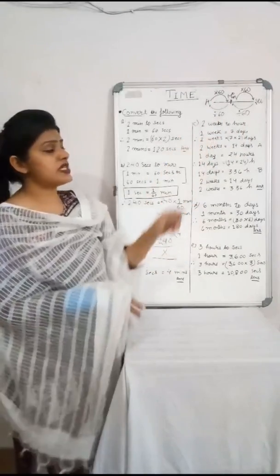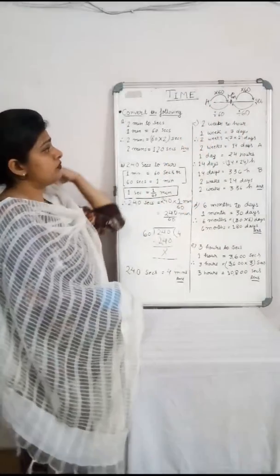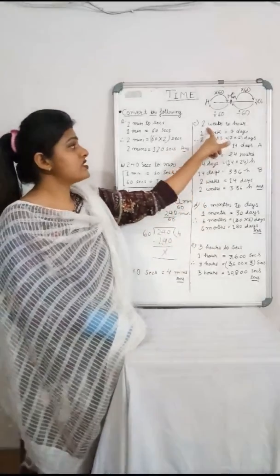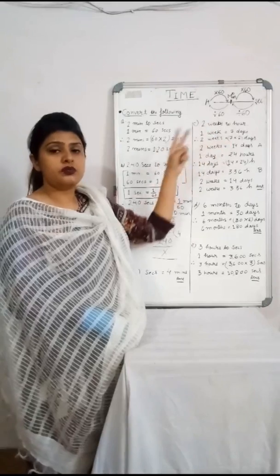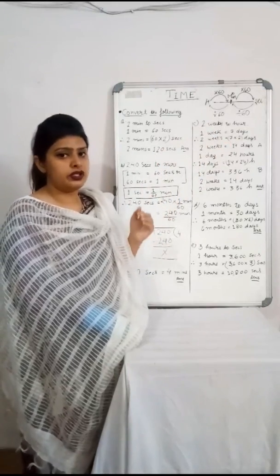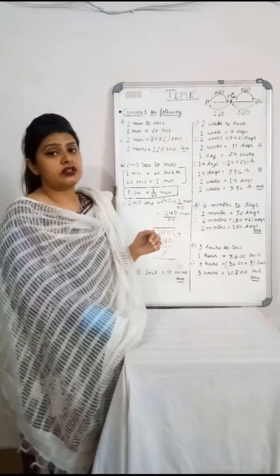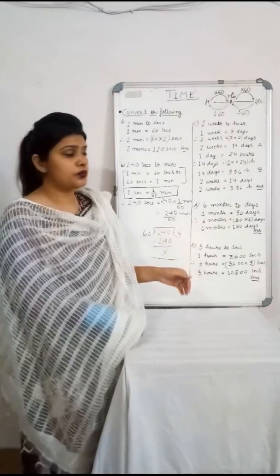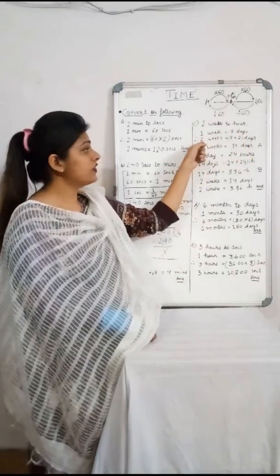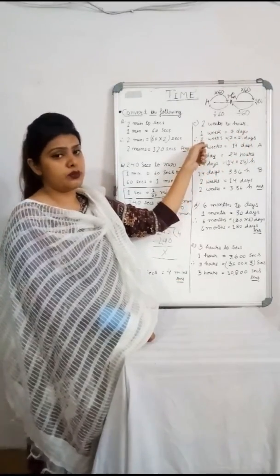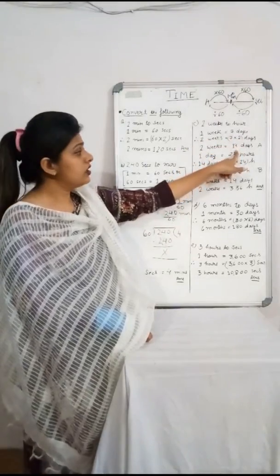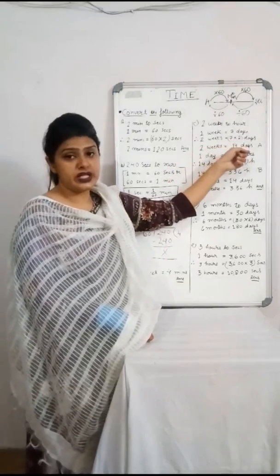Now question number C. Here we have to convert 2 weeks to hours. This means weeks have to be converted to hours. But this is a two-step process. First, weeks will be converted into days and then days will be converted into hours. Let's see how. 1 week is equal to 7 days. Therefore, 2 weeks will have more number of days. 2 multiplied by 7, that is 14 days. Here we get 2 weeks is equal to 14 days.